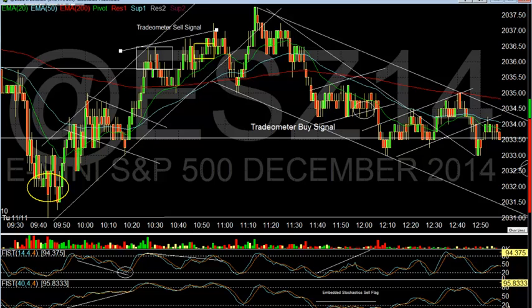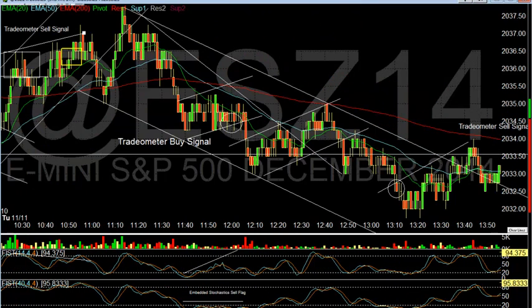And we flagged out again. It just gave us a rotation, and it broke back down. An oversold level here, dual stochastic tradeometer setup here. It grinded back up.